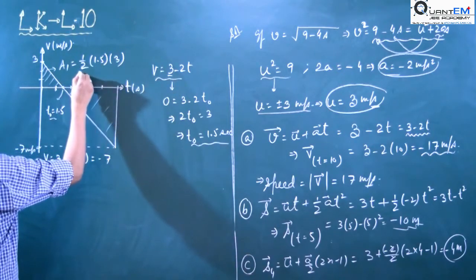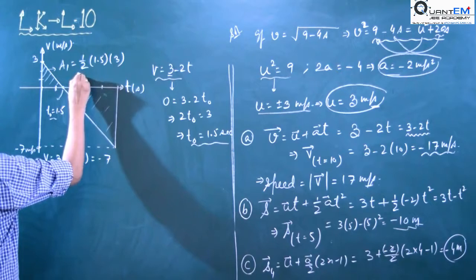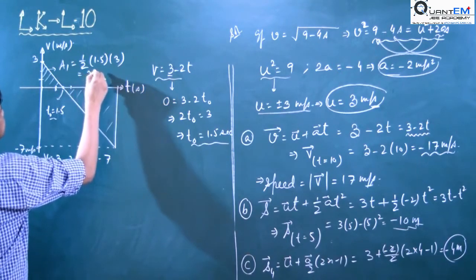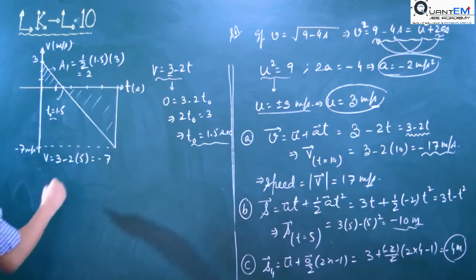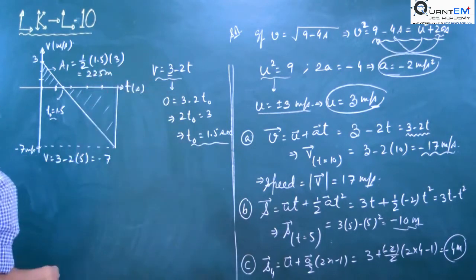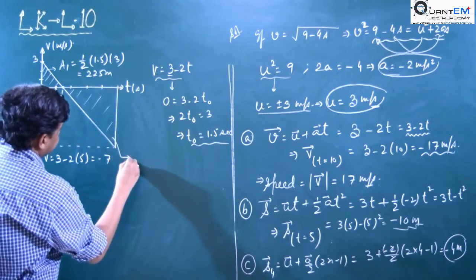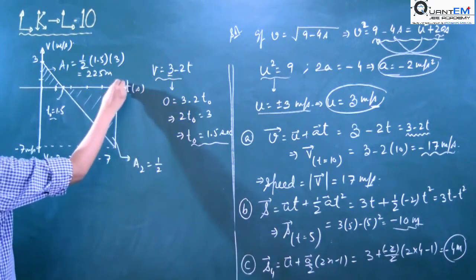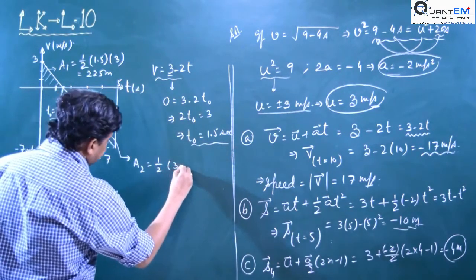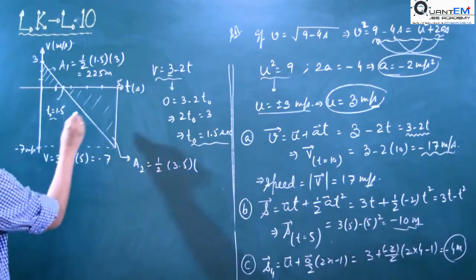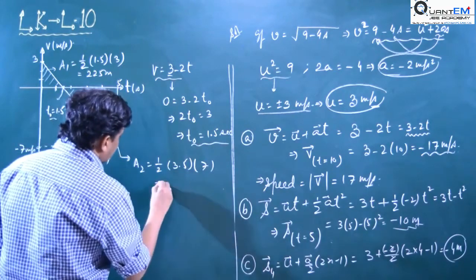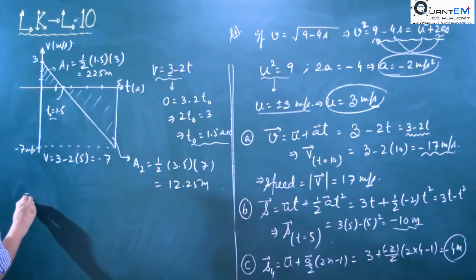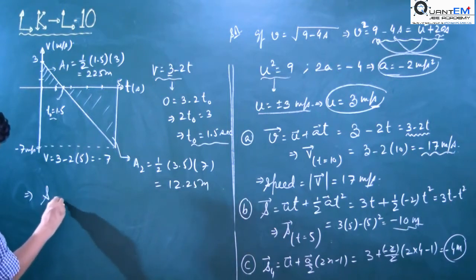1.5 into 1.5, it is 2.25 meter. Now you come to this area A2, half. What is base? It is from 1.5 to 5 seconds, that is 3.5. And height is 7 here. So solving, you get 12.25 meter.